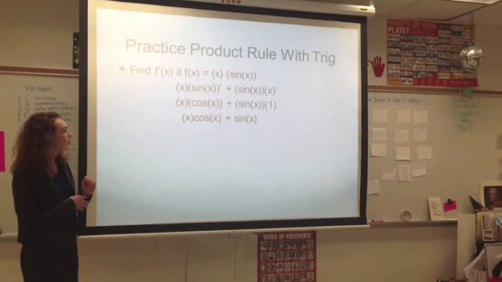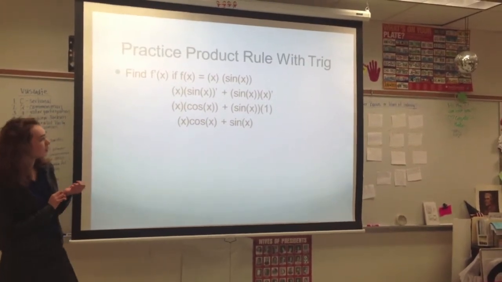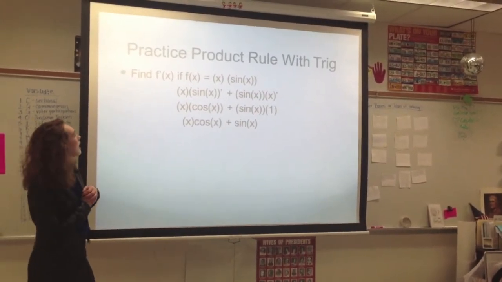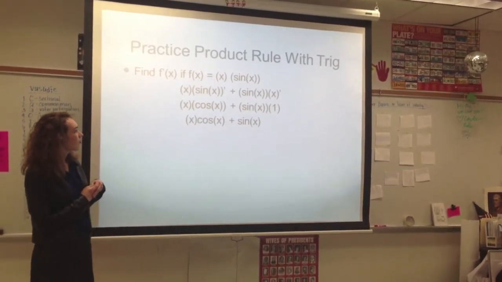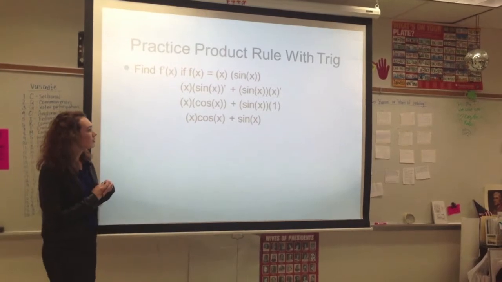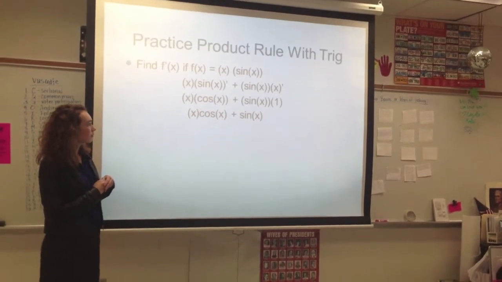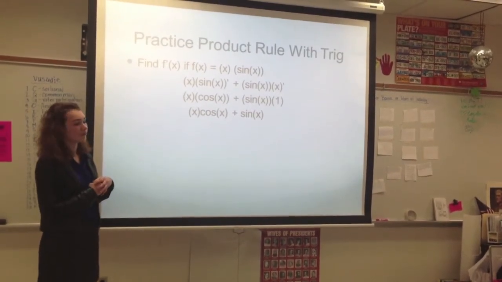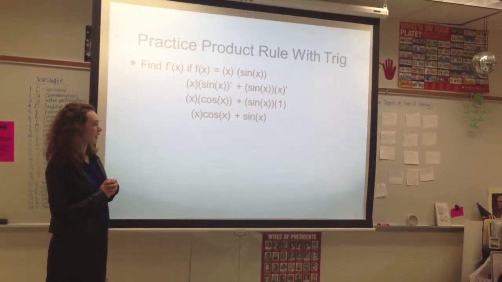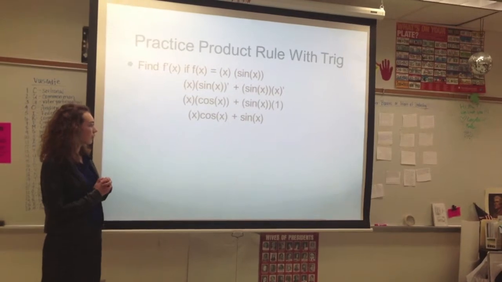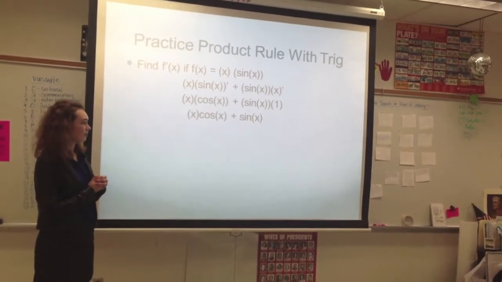For our third example of product rule, we use trig with this one. And so it's going to be x times sine of x. So you're going to have x times the derivative of sine of x plus sine of x times the derivative of x. So it's going to be x cosine x plus sine x times 1, which will give you x cosine x plus sine x.